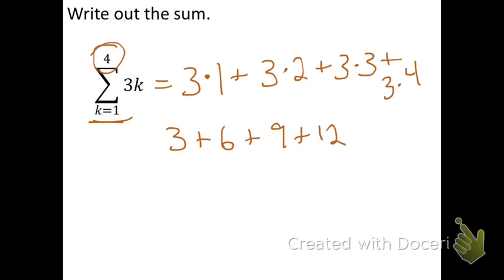And that would get you what your sum is. So here we've written out the sum, which is what this problem asks us to do. And if you did add them all together, you'd have 9 plus 9 is 18, plus 12, which is 30.